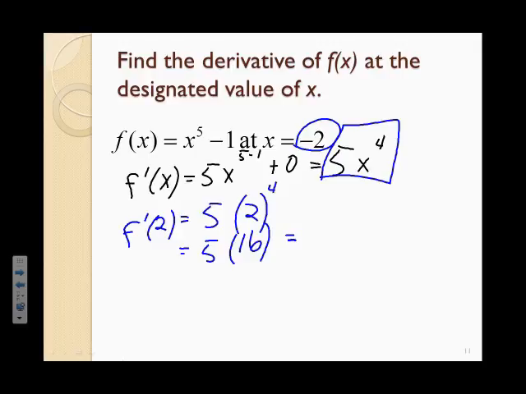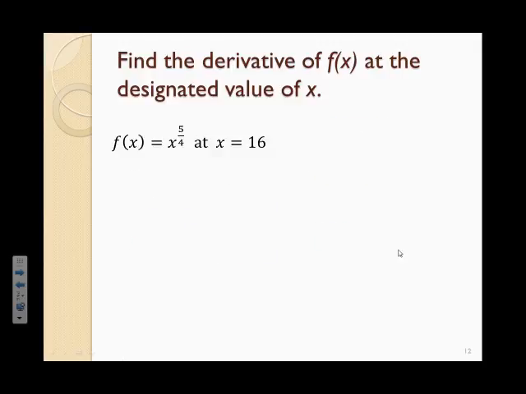Multiply these together, and say the value is 80. And it works this way. Doing the same thing, finding the derivative at a specific x value at a point. If we wanted to find the derivative of f of x when it equals x to the 5/4 and find the value at x equal to 16, what we need to do is to find the derivative.